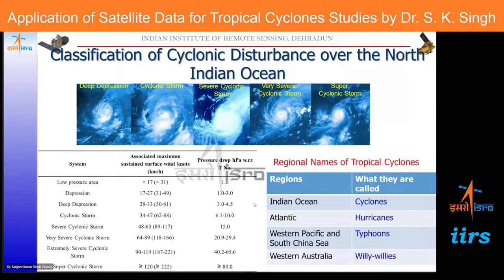A tropical cyclone over India is named over the Indian Ocean. The properties and all those things are the same; the only difference is the name in different regions. Over the Indian Ocean we call it a cyclone. Over the Atlantic Ocean it is called a hurricane. In the Western Pacific and South China Sea it is called a typhoon. And over Australia it is called a willy-willy. So the name is different, but the properties are more or less the same.